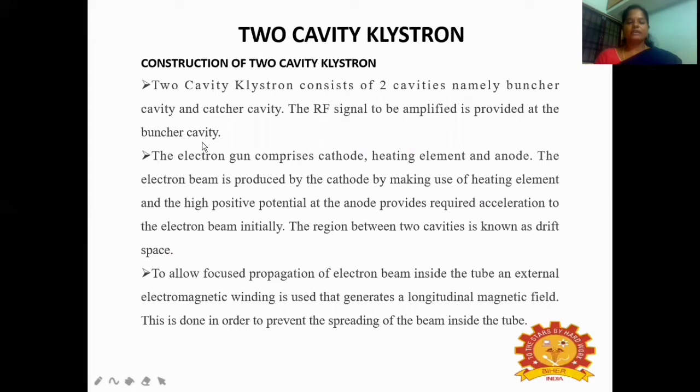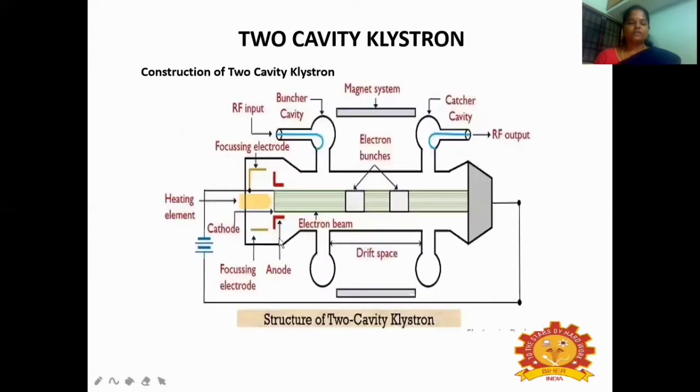So the electron gun comprises the cathode, heating element and the anode. The electron beam is produced by the cathode by making use of the heating element, and a high positive potential at the anode provides the required acceleration to the electron beam initially. So initially, electron beam acceleration is provided by the anode, that is this one. This anode provides the acceleration of the electron beam inside the tube.